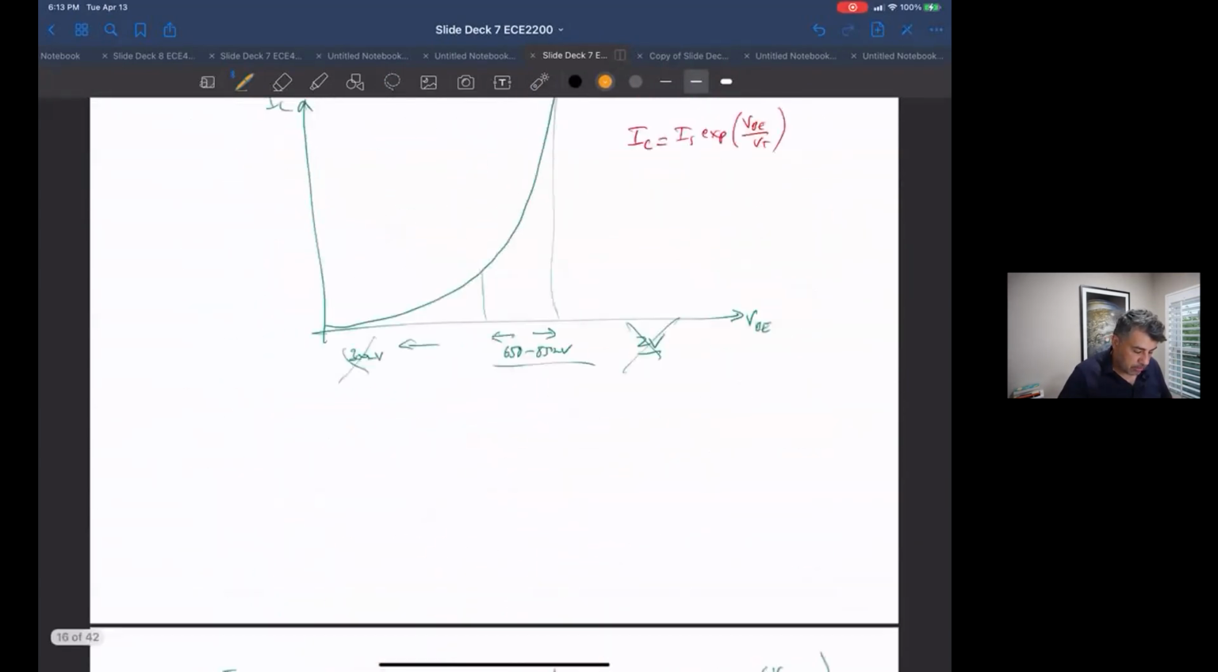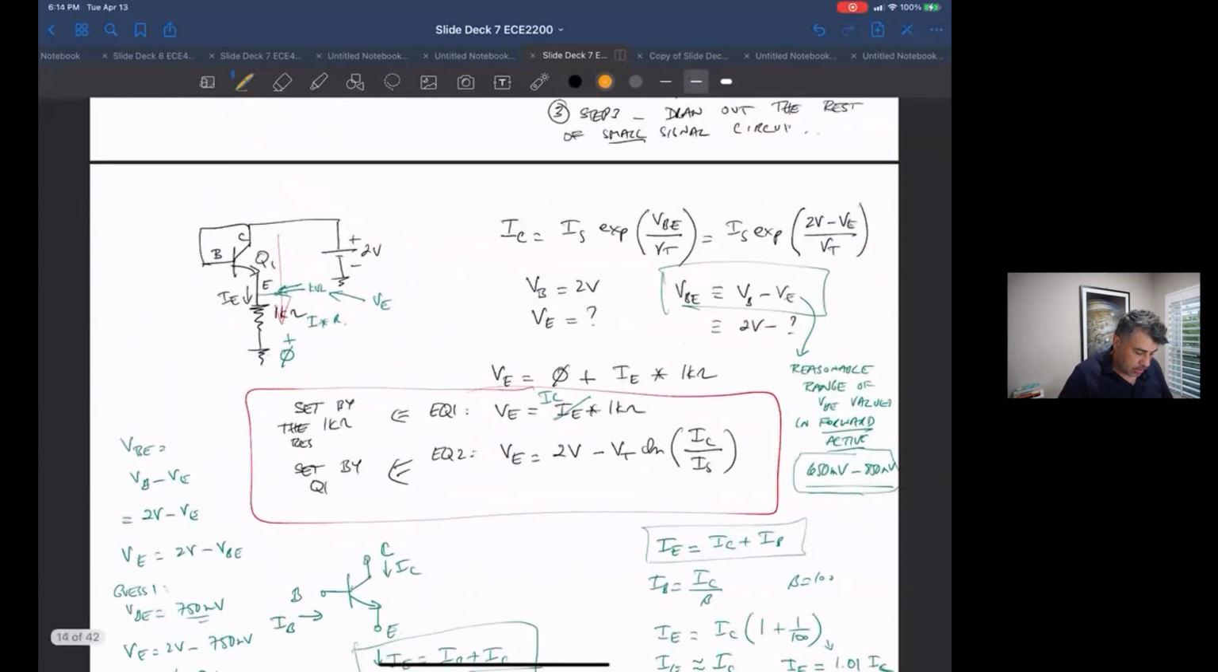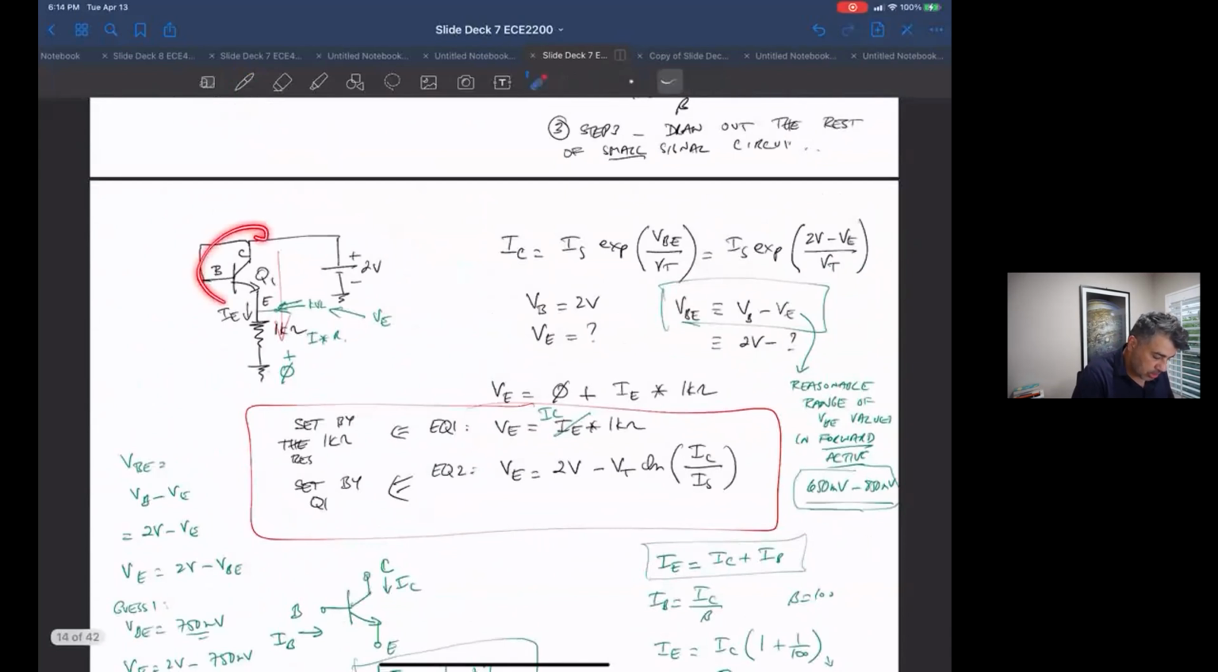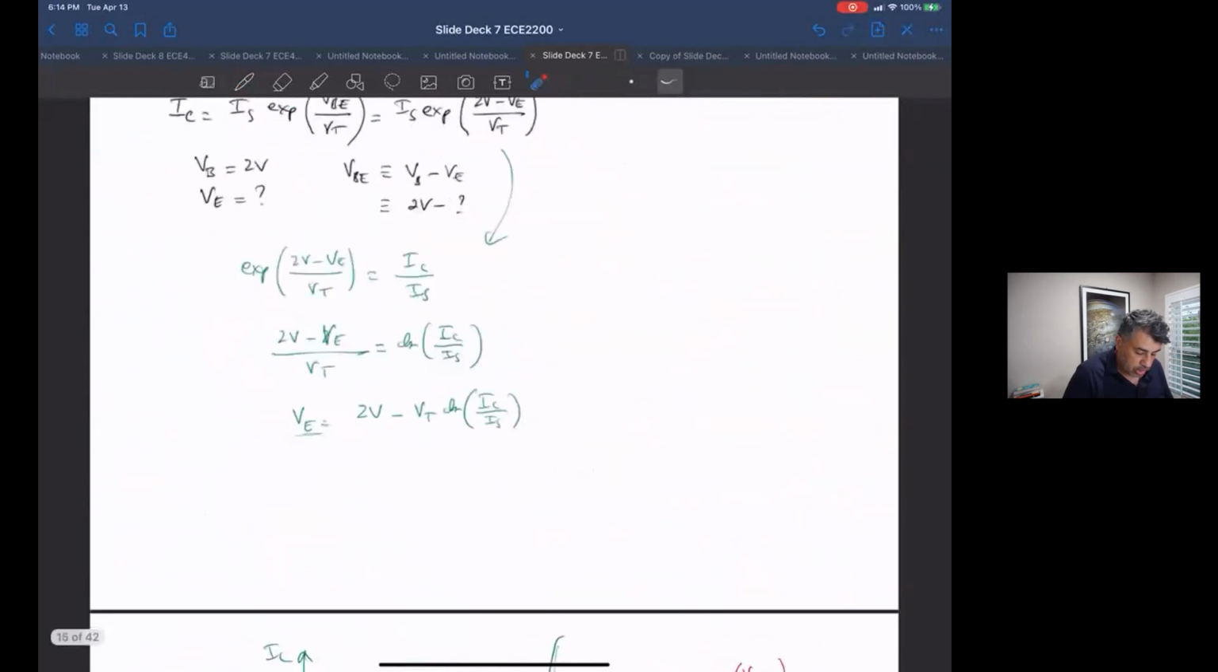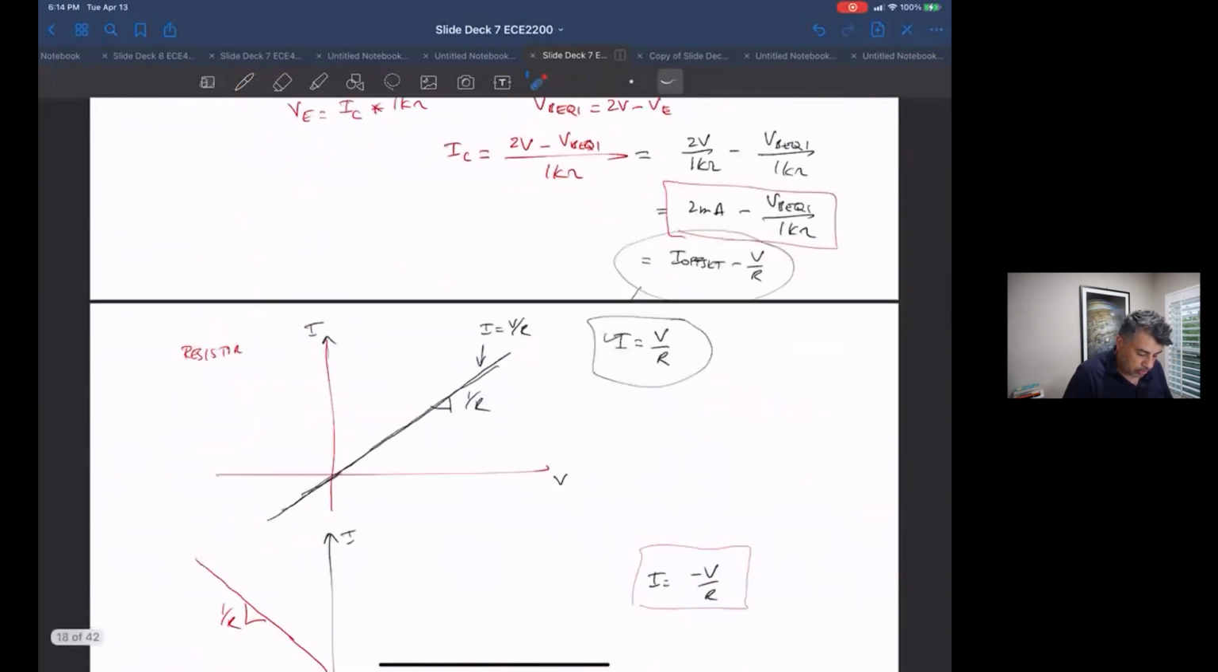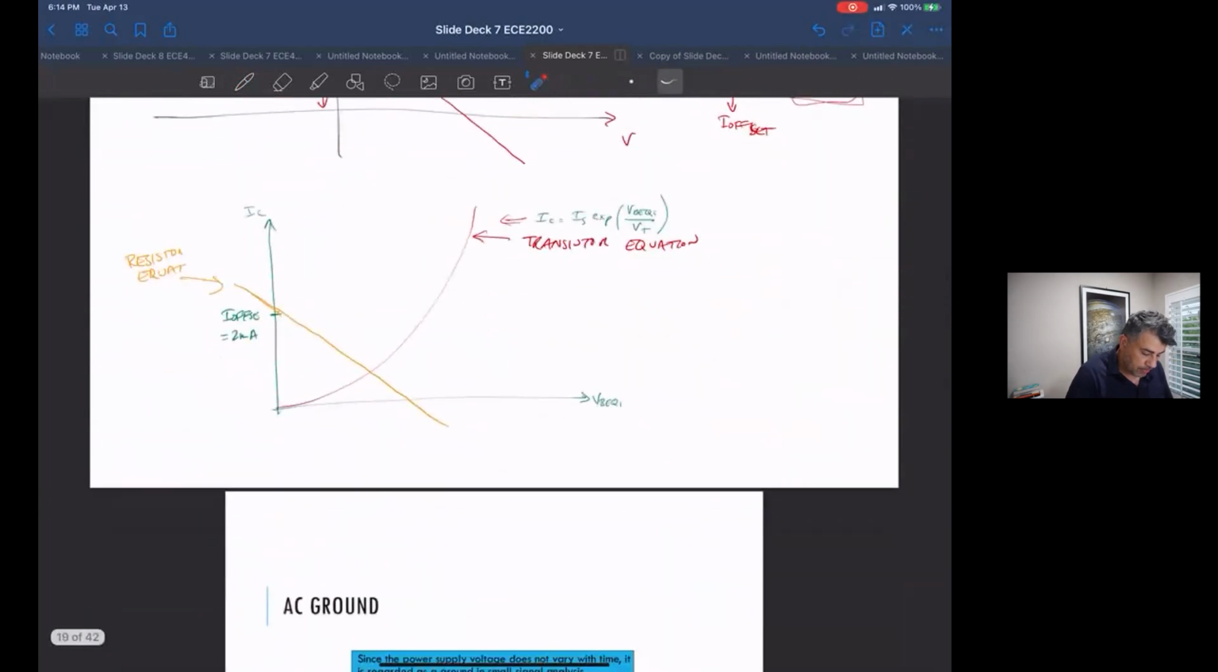So we have a transistor and a resistor, with a current going through the transistor and a current going through the resistor. Those two currents have to be the same. There's no other place for the current to go. So both of these have to be true, and there's only one point where these two lines cross. Okay. And that's the point we're looking for.